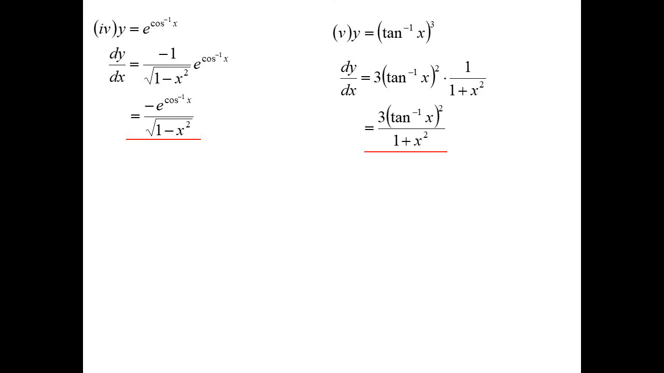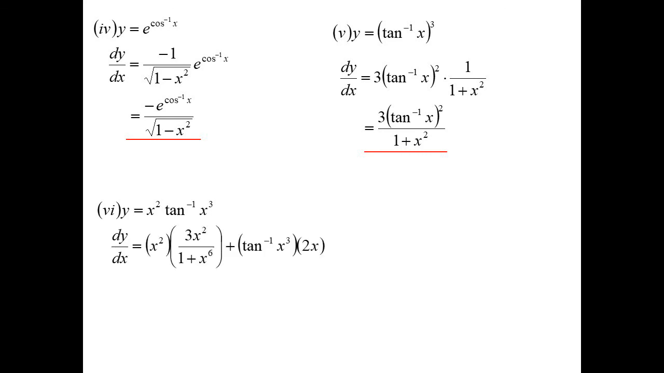And I'll just make that look a bit neater by putting that exponential to the top. The inverse tan of x cubed. Bring down the power, 3. Lower the power, 2. Diff the inside. Well, inside is inverse tan x. Differentiate inverse tan x, we get 1 on 1 plus x squared. Tidying all that, 3 times inverse tan x squared over 1 plus x squared.